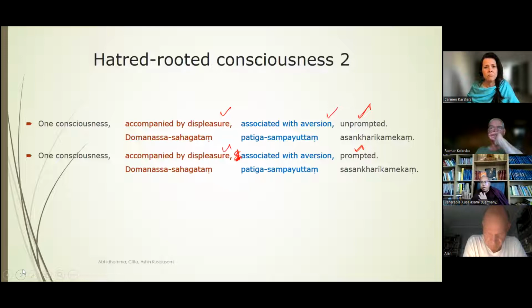Hatred or anger is just anger. It can happen to people who have wrong view or who don't have wrong view. So mostly hatred-rooted consciousness does not connect with wrong view or right view. We don't need to emphasize that. But the thing you are saying with lobha, but it's, yeah.